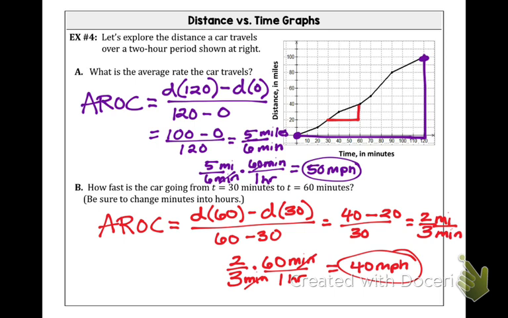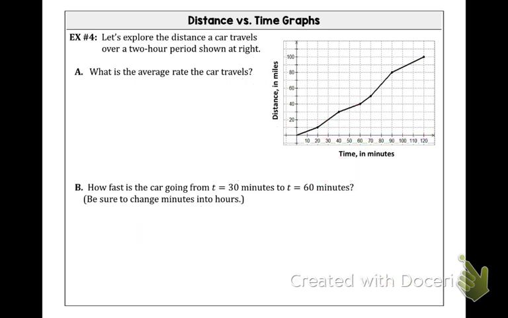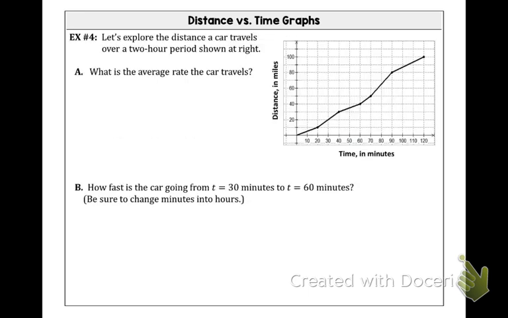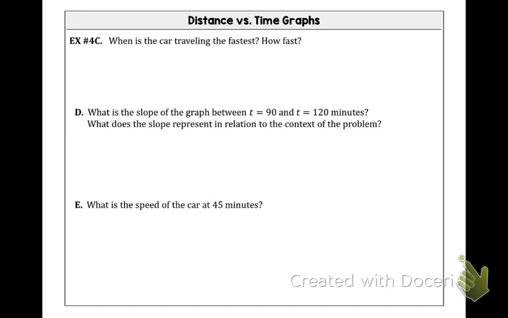Okay. And then the last three. Is everybody good? Okay, so C, when is the car traveling the fastest? So when is it going the fastest? It looks like we're going the fastest between 70 and 90. Looks the steepest on our graph. Is everybody in agreement there? So between 70 and 90 minutes, how fast is it going?